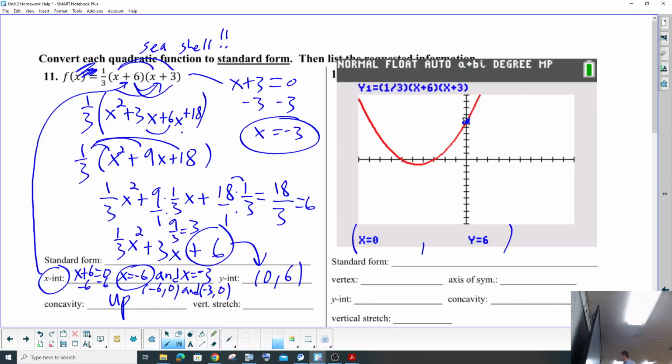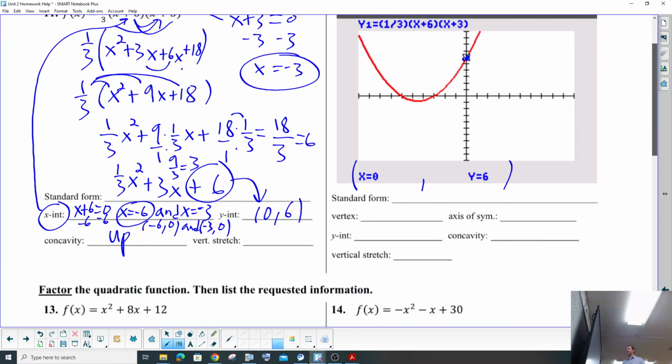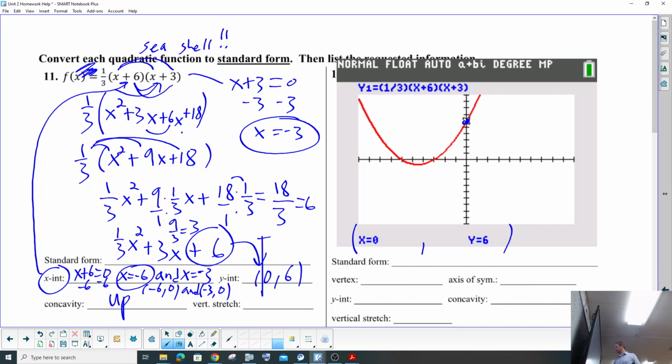Okay, beautiful. Last but not least is our vertical stretch. And so it's a 1/3. That's what our vertical stretch is. So 1/3 is our vertical stretch. And so that means we're going wider, right? Not narrow, we're going wider. And so that comes from our original, which is this guy right here, right? That means we're going wider there. Okay, good.